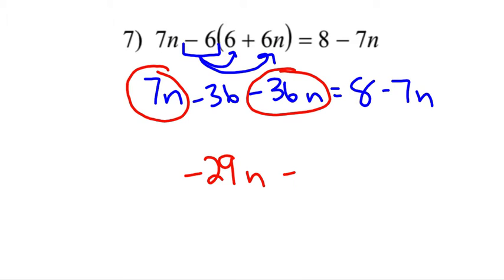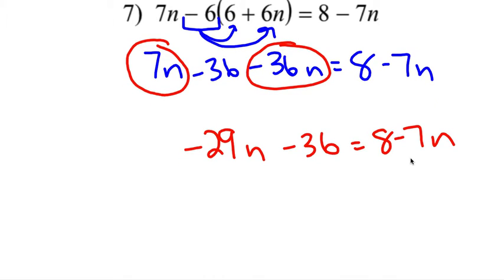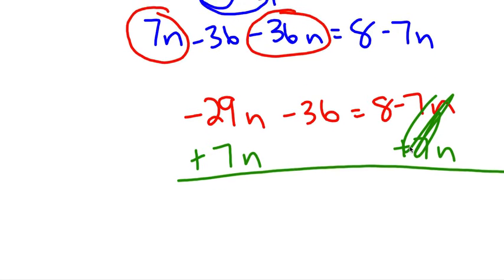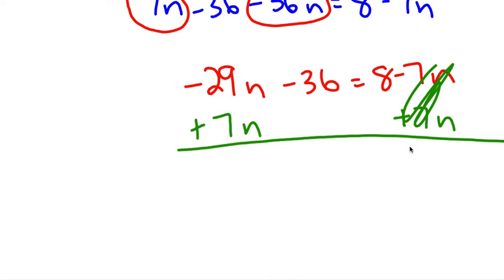Bring down the rest of this. Negative 36 equals 8 minus 7n. All right, now let's move our variable to the left. So I have a negative 7n right here, so we're going to do the opposite and add 7n to both sides. So cancel that. It's negative 7 plus 7 is 0. Over here, negative 29n plus 7n is negative 22n. Okay, negative 29 plus 7, negative 22. Let's bring down the rest of this. Minus 36 equals 8.